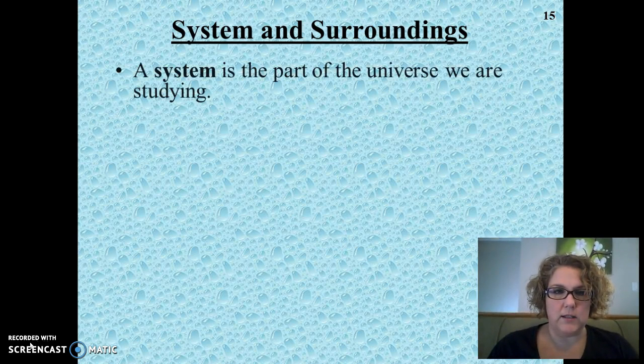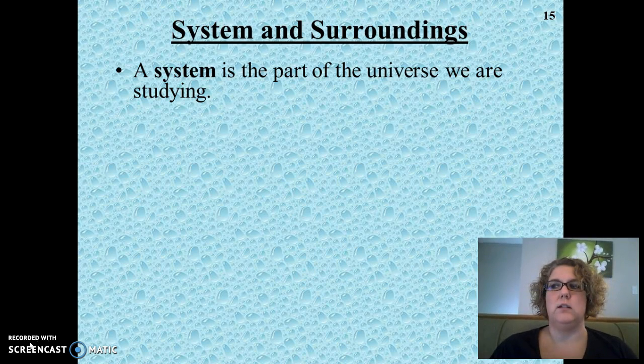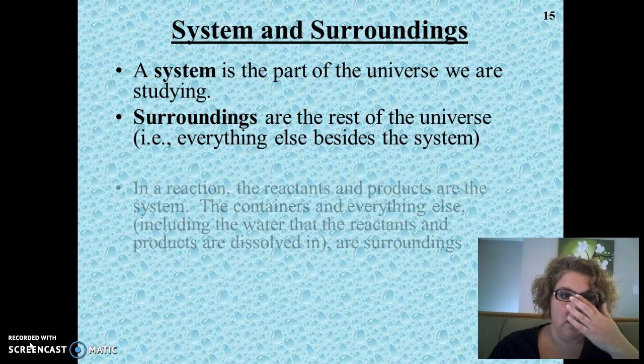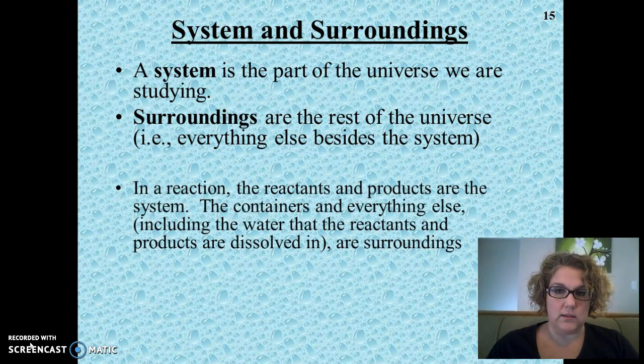So let me explain. The system is the part of the universe that we are studying in an experiment. The surroundings is everything else in the rest of the universe. So in a reaction, the reactants and the products are your system. The container and everything else, even the water that the reactants and products are dissolved in, are the surroundings.